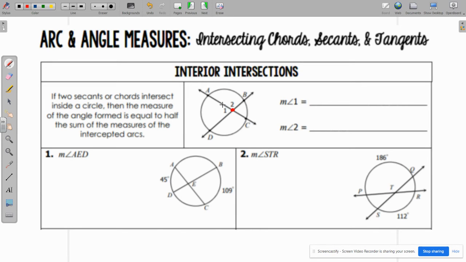So if we wanted to find the measure of angle 1, we find this by, and it tells you over here, that it's going to equal half the sum of the measures of the intercepted arcs. So for this particular angle, it intercepts this arc over here, and then we can see that there's an intercepted arc over here. So if I take these two arcs, add them together, and divide by 2, we're going to get the measure of angle 1.